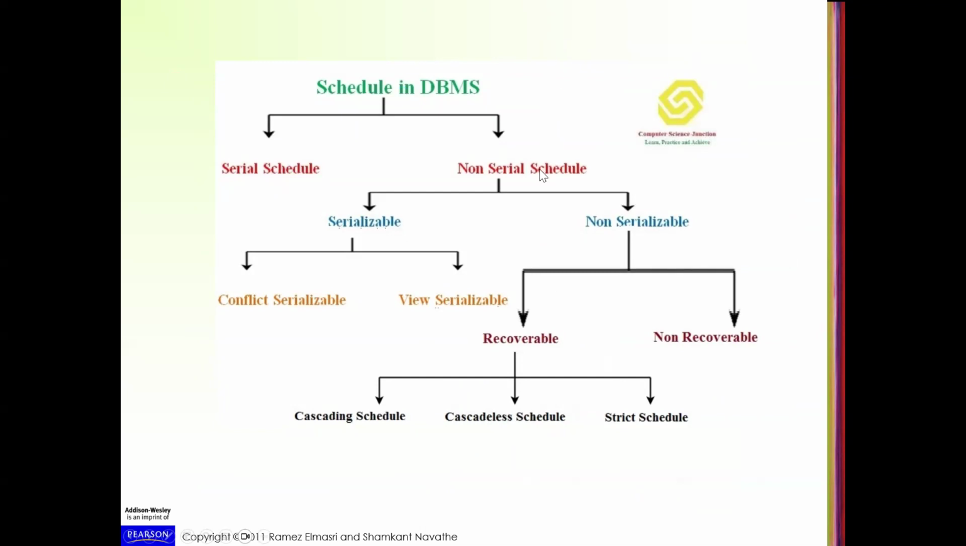Now, inside the non-serial schedule, we have something called serializable. Inside non-serial schedule, we have something called serializable, which has two children called conflict serializable and view serializable. Now, let us understand what is serializable.